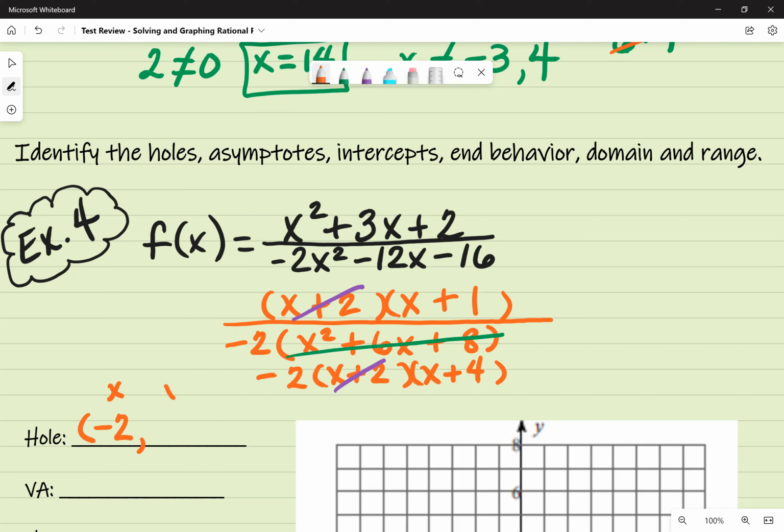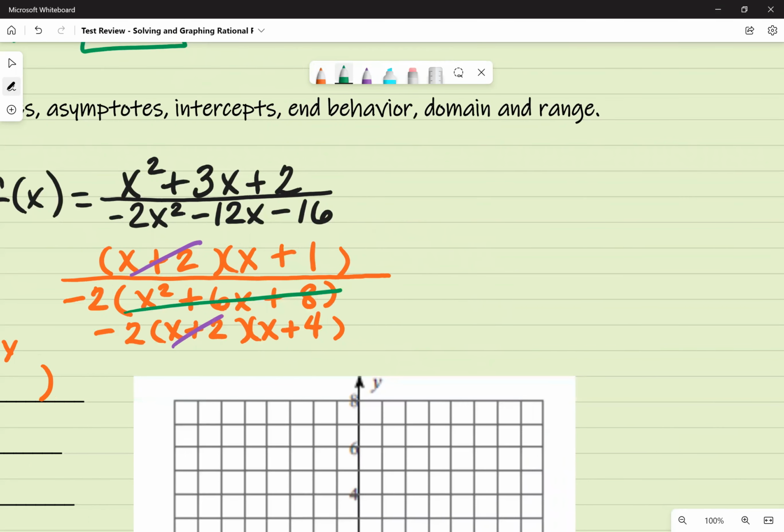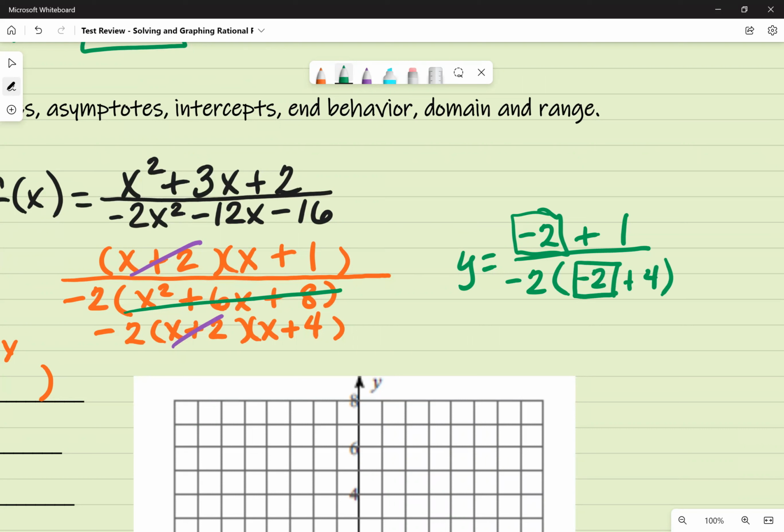So my y value is determined by taking that x that I just came up with and substituting it in for what's left over. So let's go over to the side here. What's left over is the x plus 1. So I'm going to replace that x with -2. So this is going to be my y value: -2 plus 1, all over -2, which is on the outside. And then what's left over is x plus 4. So I'm going to replace that x with -2 plus 4. And now I'm just going to simplify.